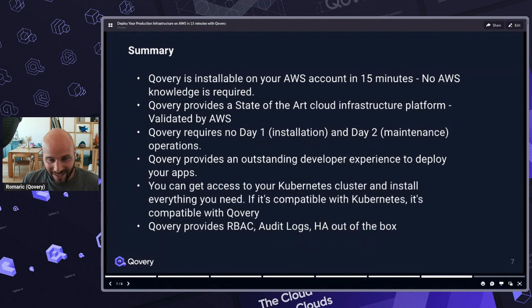Just to summarize before we end that session: Qovery is something that is installable on your AWS account in just a few clicks and actions. You just provide your credentials, and then from that, Qovery takes care of everything under the hood, creating the VPC, security group, cluster, the Kubernetes. You don't need to be an expert in Kubernetes to take advantage of the platform.